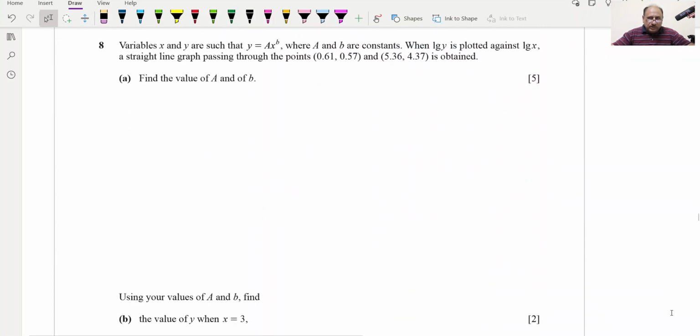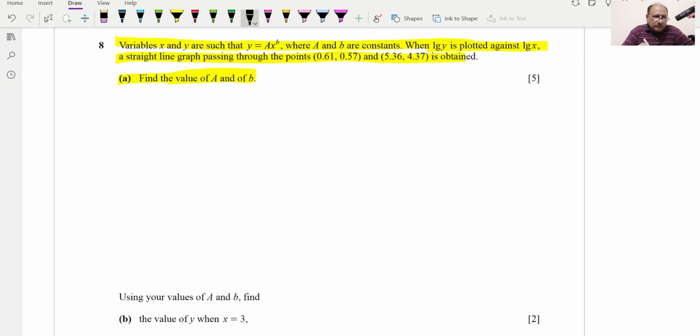Now question number 8. Variables x and y are such that y is equal to this, where a and b are constants. When log y is plotted against log x, a straight line graph passing through these points is obtained. Find the value of a and b. So the value of a and b is required.